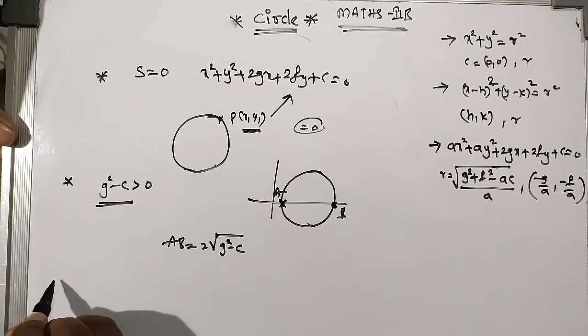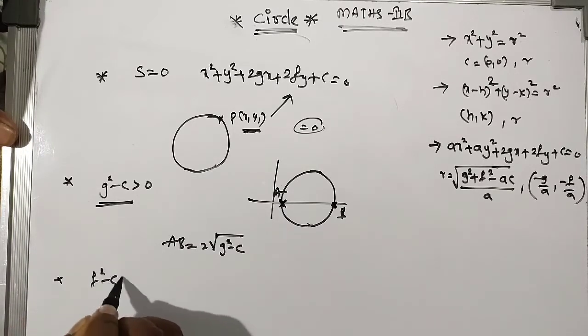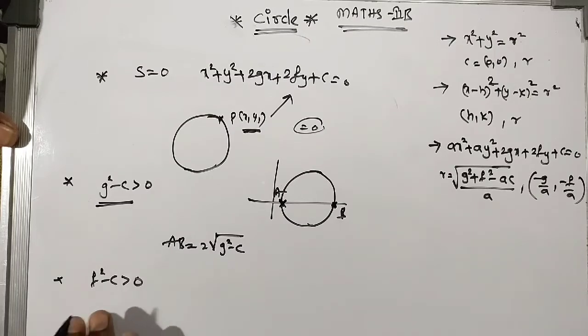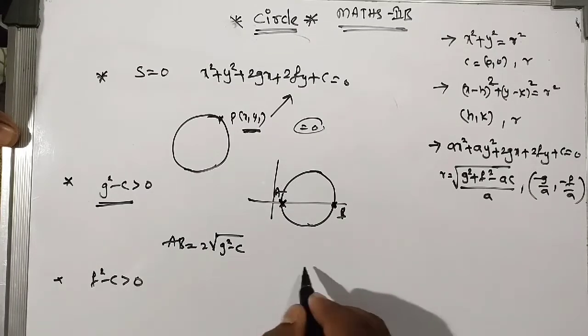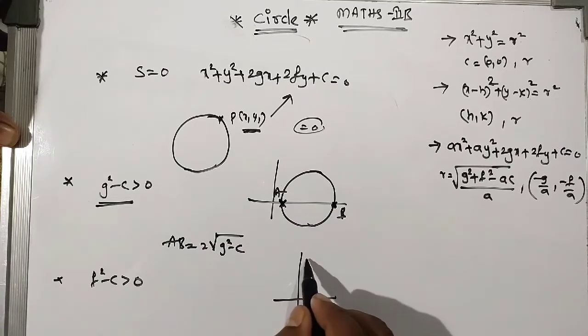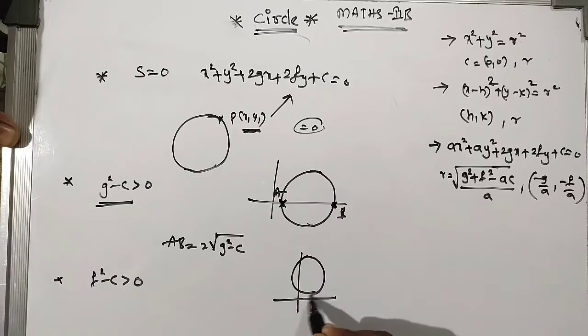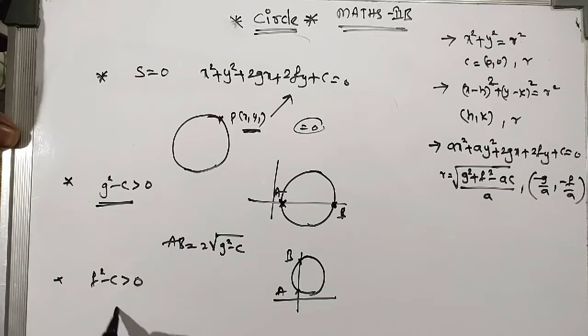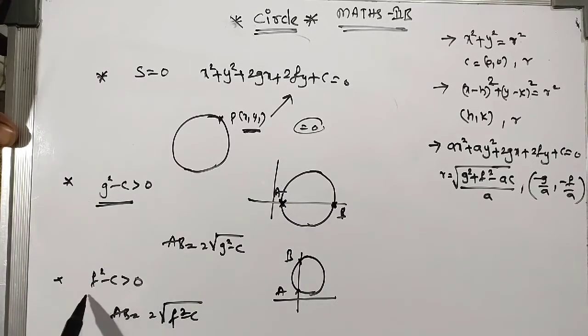In the same way, if f square minus c is greater than 0, then the circle will make an intercept on the y-axis like this. This is called the y-intercept. Then AB is equal to 2 into root of f square minus c. So only if f square minus c is greater than 0 is it possible.